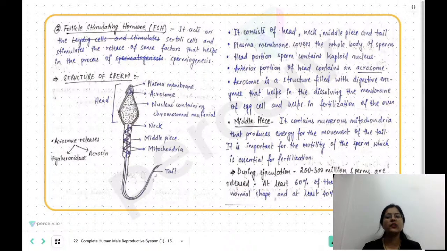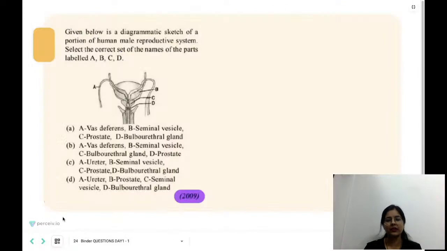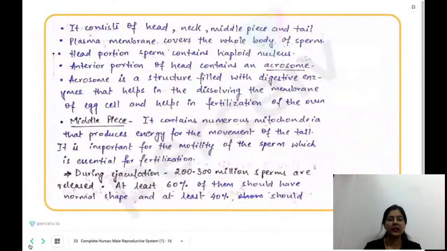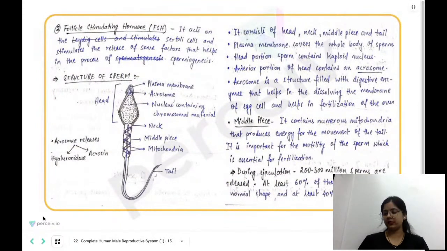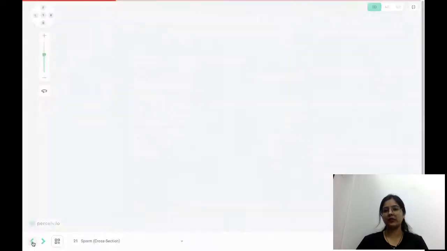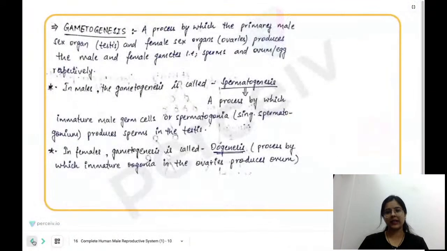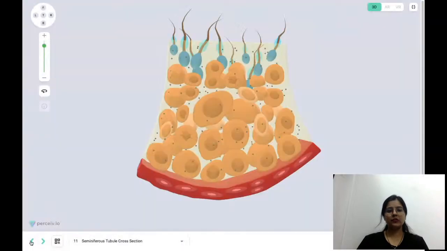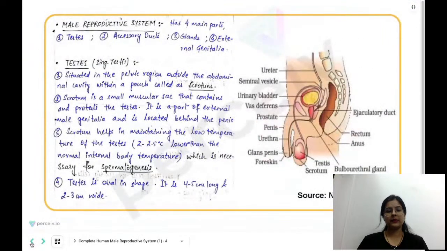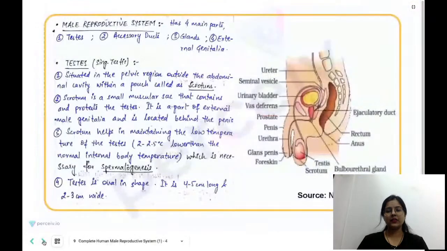All right, so this is all about the entire components that we have discussed. Now from this part the questions are being started. In this entire lecture we have discussed a lot of things, like the male reproductive system and its location, and let us have a quick recap. Let me show you once.